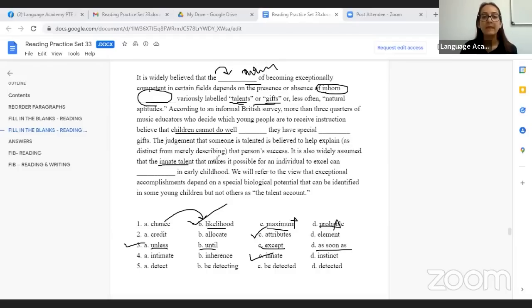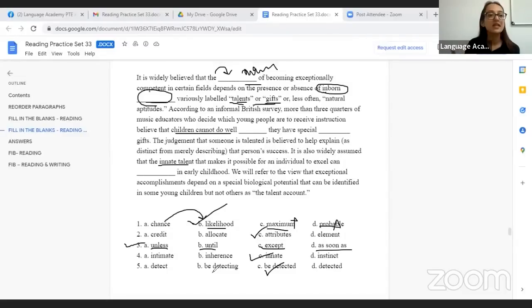And then in the end, they say it is also widely assumed that the innate talent that makes it possible for an individual to excel can dash in early childhood. So the last answer would be that if we are born with that talent, it can dash in early childhood. Everybody will come to know about it even in early childhood. So we say can be detected in early childhood. It's not that we have to wait for a person to grow or become an adolescent, and only then we come to know. For example, if a child is very good at singing or has an interest in singing, he or she will start singing from the age of 4 or 5, not professionally, but you will come to know that he likes singing.